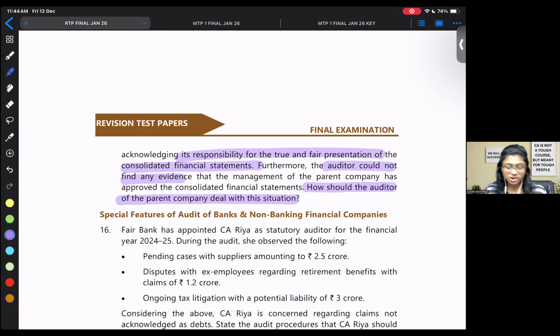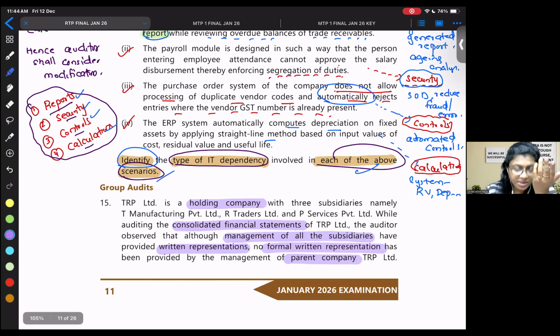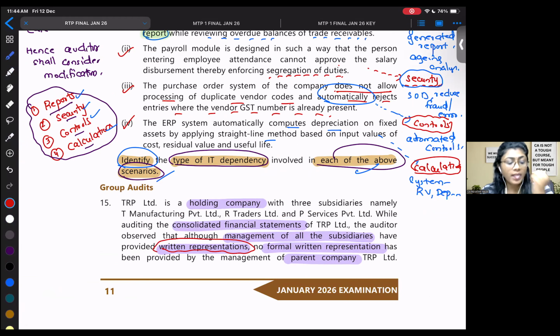So, parent company, group audit chapter. In that, what heading? In the auditor's responsibility, there are a lot of headings: objective of auditor, procedure of auditor, completeness of component, reporting, representation. Here the problem is the parent did not give. Subsidiaries gave, but the parent did not give. What? Written representation. Representation is mandatory. If they don't provide, you will modify. Are we clear?